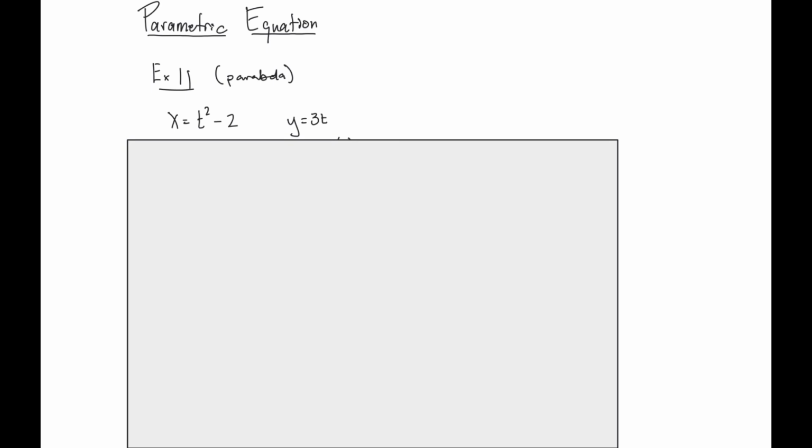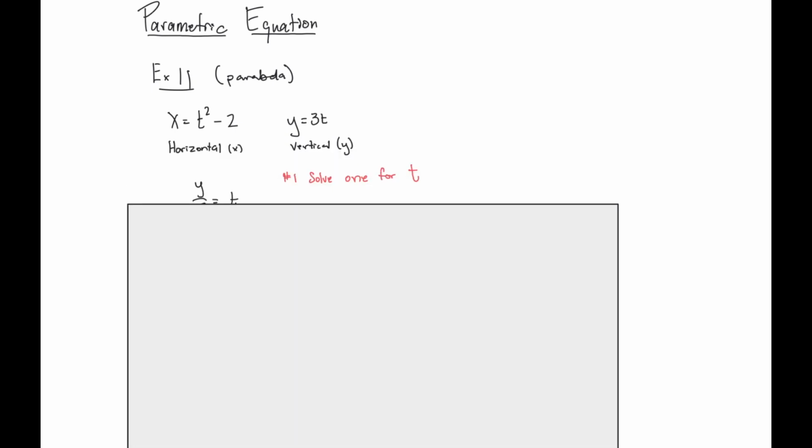And so what we'll do is take the non-squared equation. In this case, that's going to be 3t equals y. I'm going to solve this for t, and then we're just going to substitute that into the t in the first equation and simplify, and be aware that we're going to make it look like the original parabola equation. And that's basically it, right? So the first step is really simple.